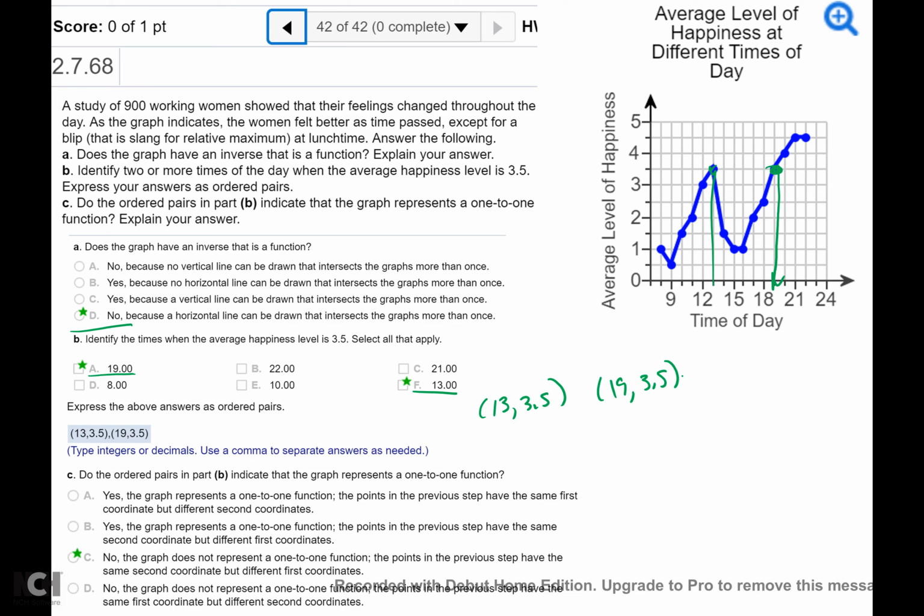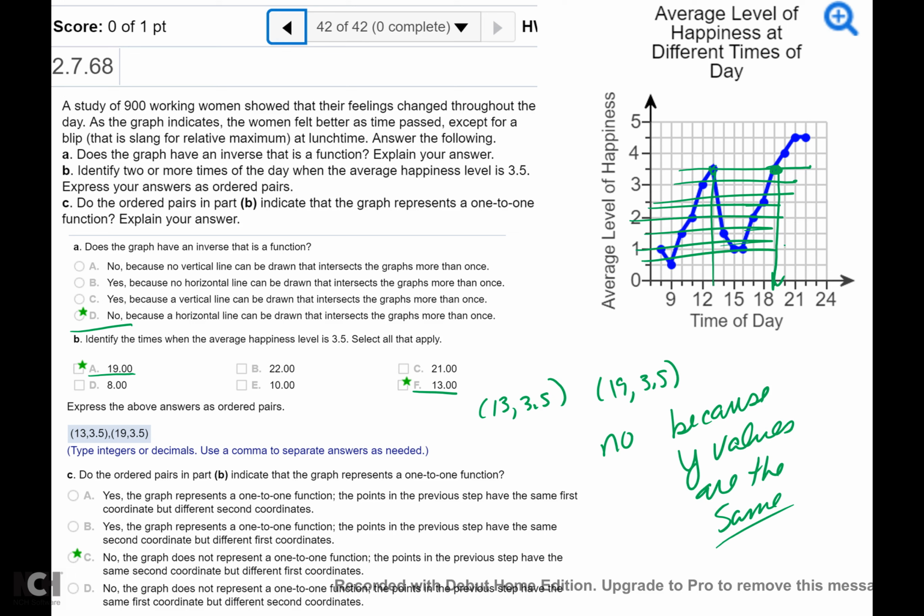Do the ordered pairs in part B indicate that the graph represents a one-to-one function? No, because the y values are the same. And to pass a horizontal line test, you can never have equal y values, which is why it doesn't pass the horizontal line test. There. Doesn't pass. All right, so other than that one stupid problem, which I will try and get an answer for you, that is your review.